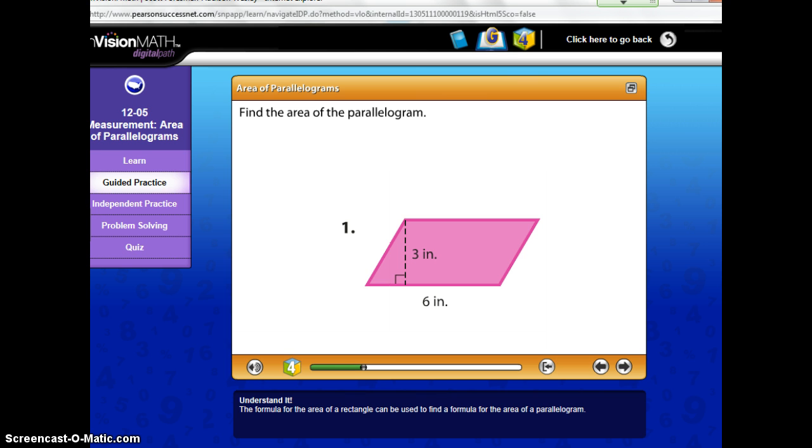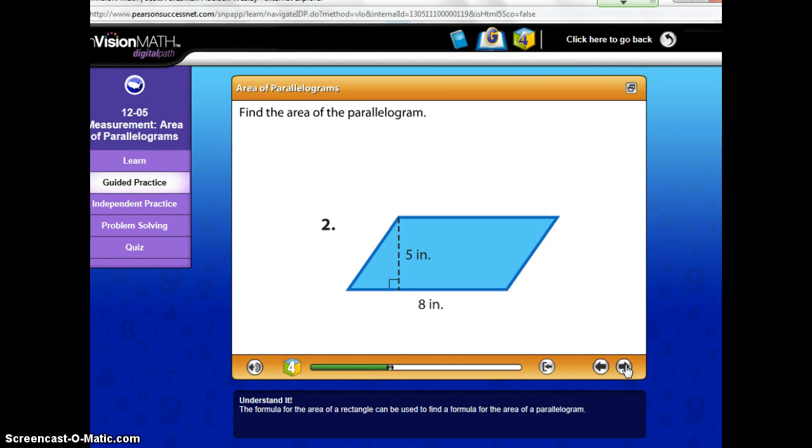All right, let's get back at it. What would be the area of this parallelogram? Sky? 18 what? Inches squared. 18 inches squared. How about this one? Emma? Try again. It's okay. 40 inches squared. That's right.